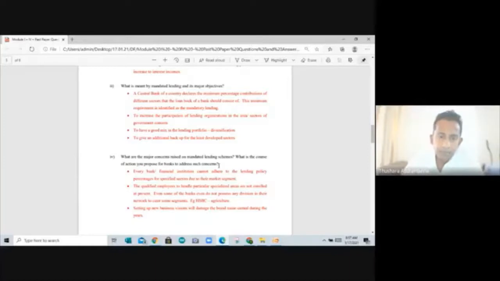Last one. What are the major concerns raised on mandated lending schemes? What is the course of action you propose for banks to address? So that's what Dilanje and Malaka mentioned. So basically, he has asked that as per the next part. Every bank, financial institution cannot adhere to the lending policy percentage for specified sectors due to their market segment. So that's what basically applies to HSBC. They may not be able to do it. Why? They're based in Colombo. They don't have a branch. And they don't have exposure to this segment, so they can't.